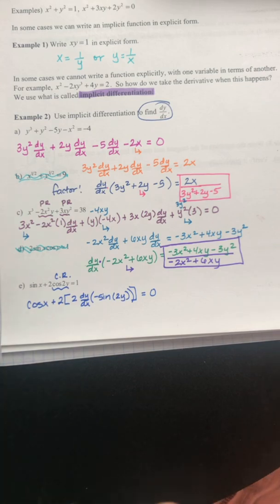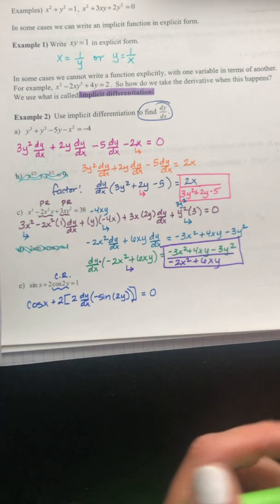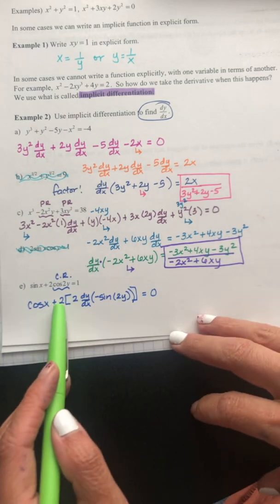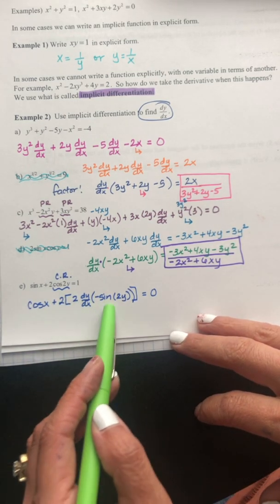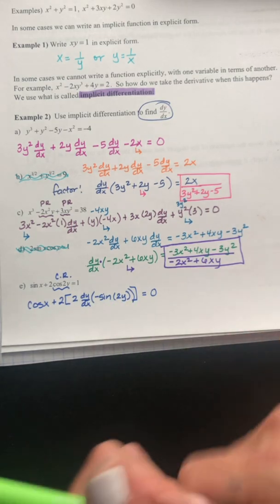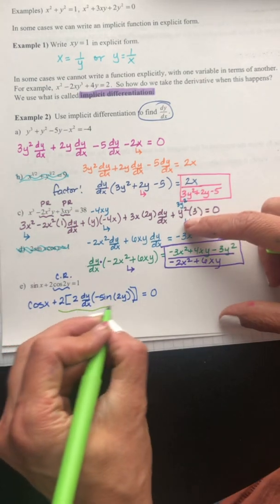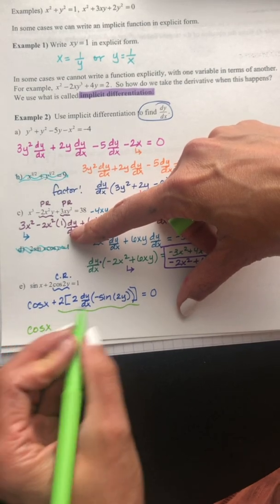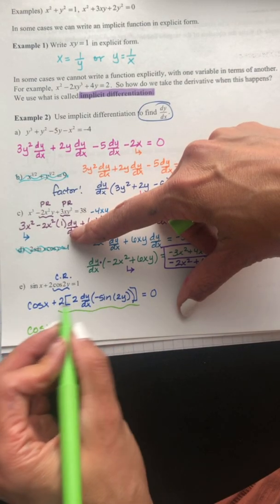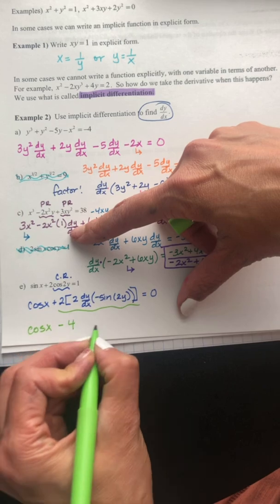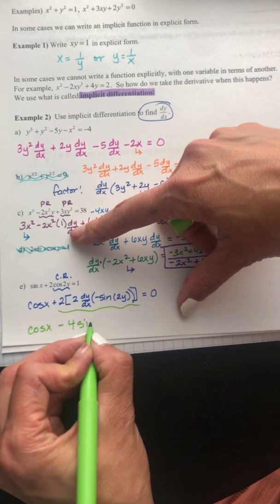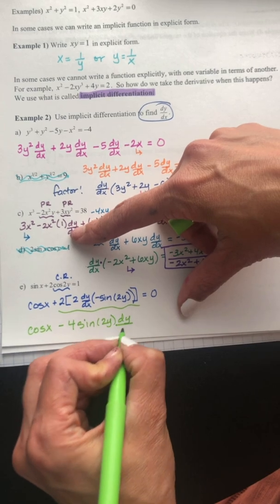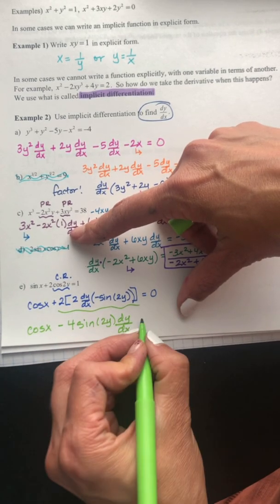Okay, let's clean this up a little bit. Since we have 2 times dy/dx times negative sine of 2y, these are all being multiplied together. So I'm going to bring down the cosine of x. There's a negative. Negative times 2 will be a negative 4 out front, then sine of 2y, and then we could tack on the dy/dx at the end, because it usually goes on the end anyway.